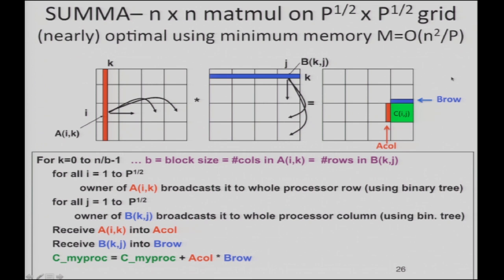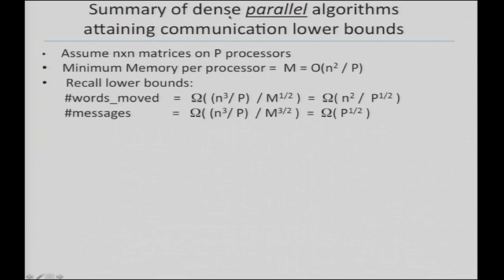So here is the summary of all the parallel algorithms that attain the communication lower bounds. I'm going to assume I have n by n matrices on P processors. I just showed you matrix multiply. I'm going to assume I use as little memory as possible, a reasonable assumption for a slide or two. That means every processor is going to own 1/P of all the data, n squared over P. So what are my lower bounds? It's the number of flops in the numerator, n cubed over P, divided by the memory size to some power. For the number of words, it's M to the 1/2. For the number of messages, it's M to the 3/2. So plug that in, and you get n squared over root P words moved, and the square root of P messages. That's what SUMMA attains.